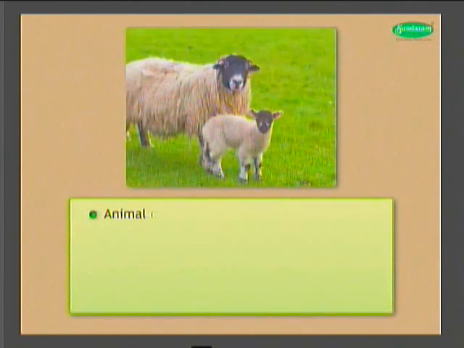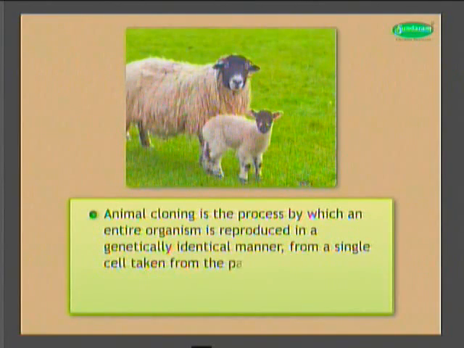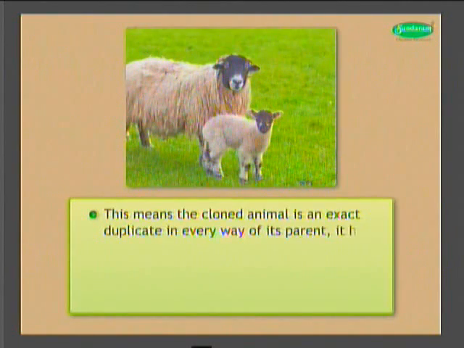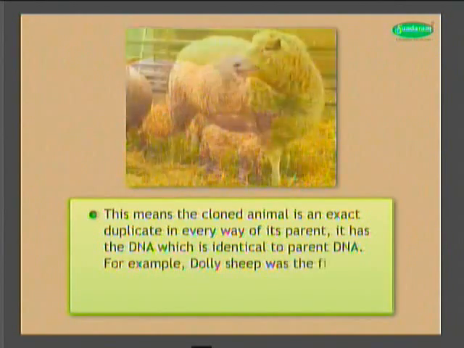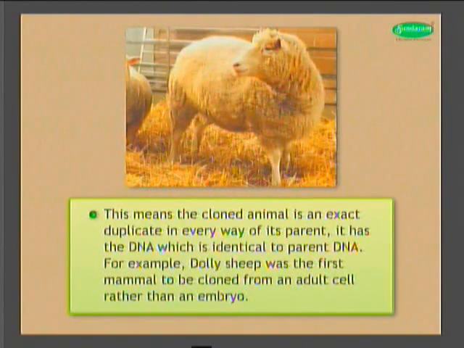Cloning. Animal cloning is the process by which an entire organism is reproduced in a genetically identical manner from a single cell taken from the parent organism. This means the cloned animal is an exact duplicate in every way of its parent. It has the DNA which is identical to parent DNA. For example, Dolly sheep was the first mammal to be cloned from an adult cell rather than an embryo.